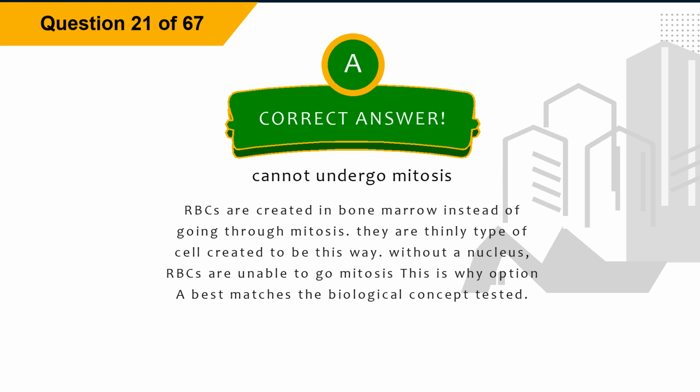Explanation. RBCs are created in bone marrow instead of going through mitosis. They are a type of cell created to be this way. Without a nucleus, RBCs are unable to go through mitosis. This is why option A best matches the biological concept tested.